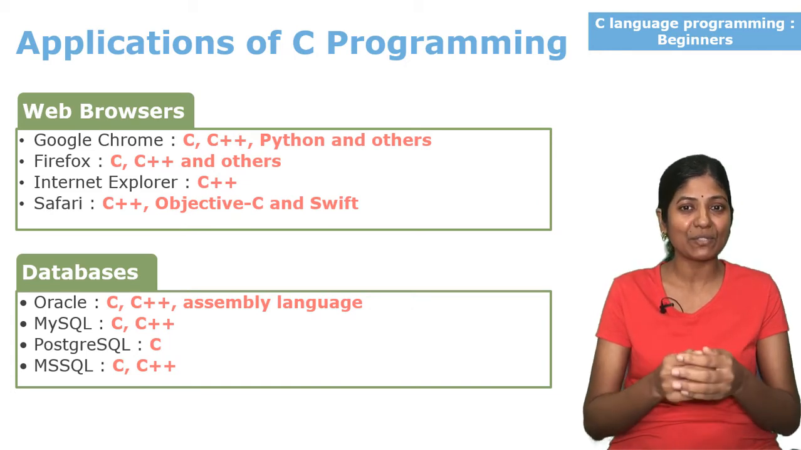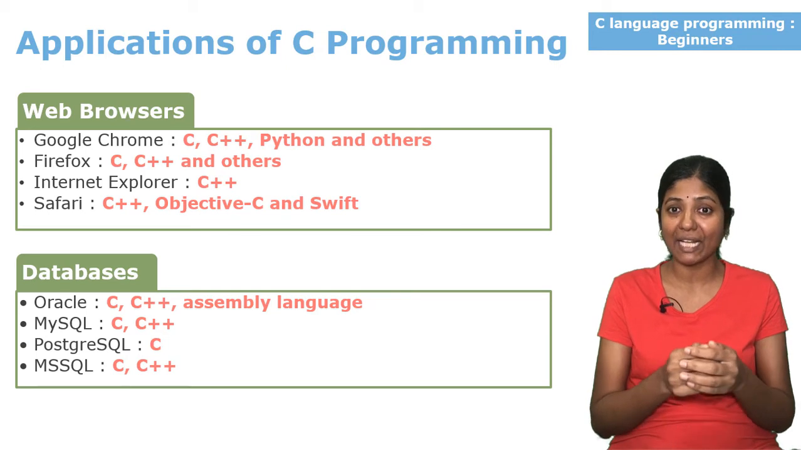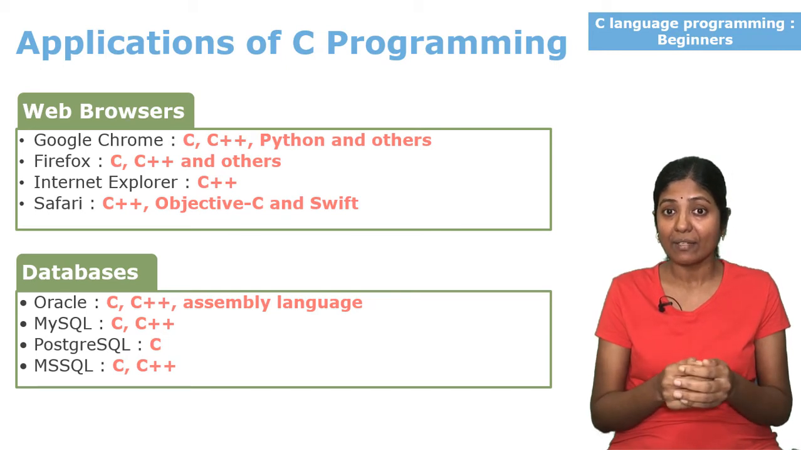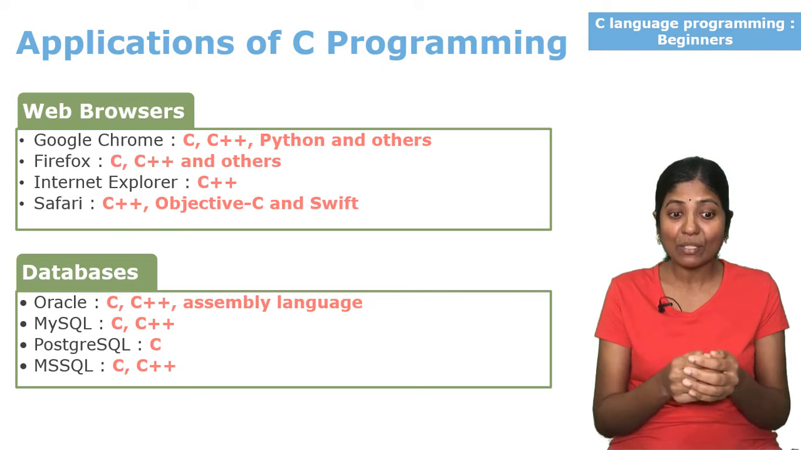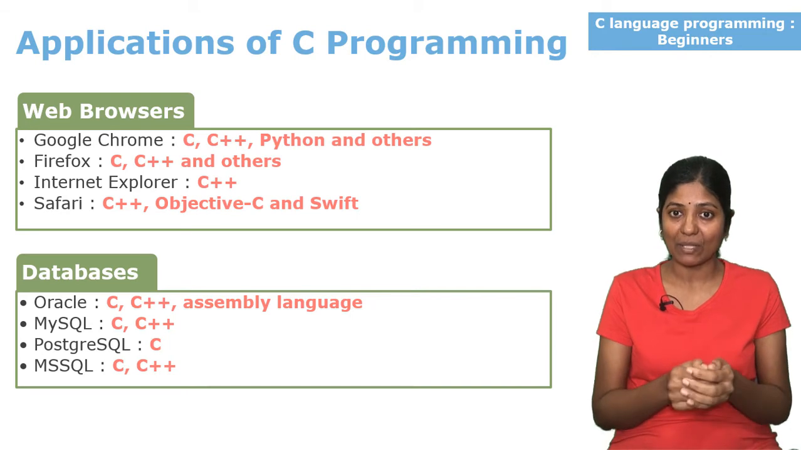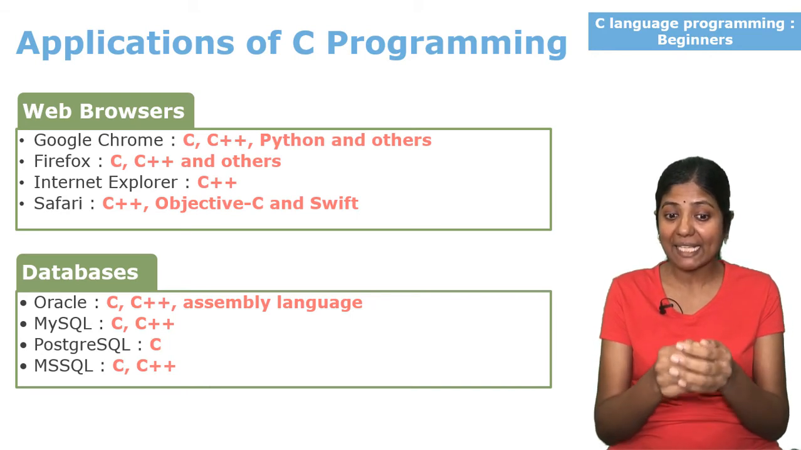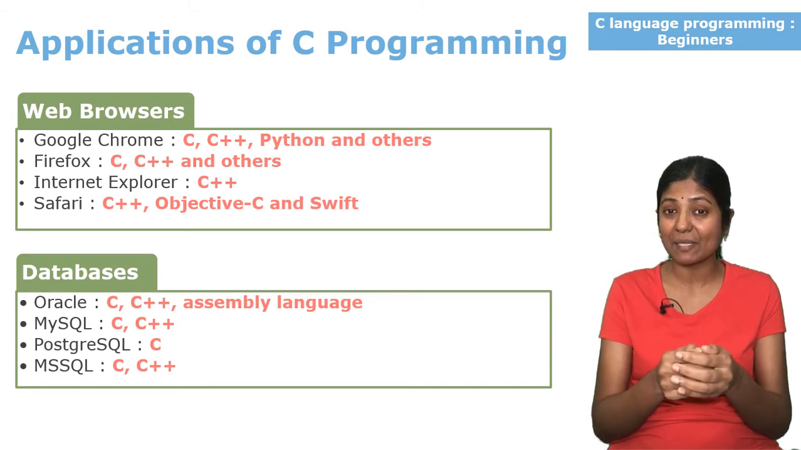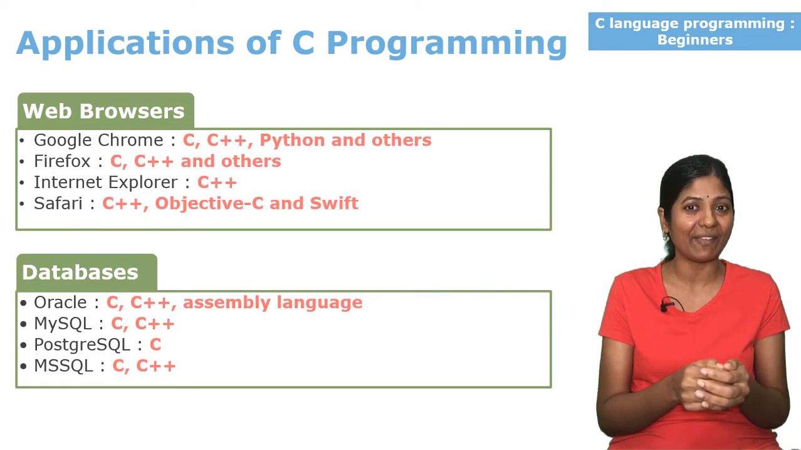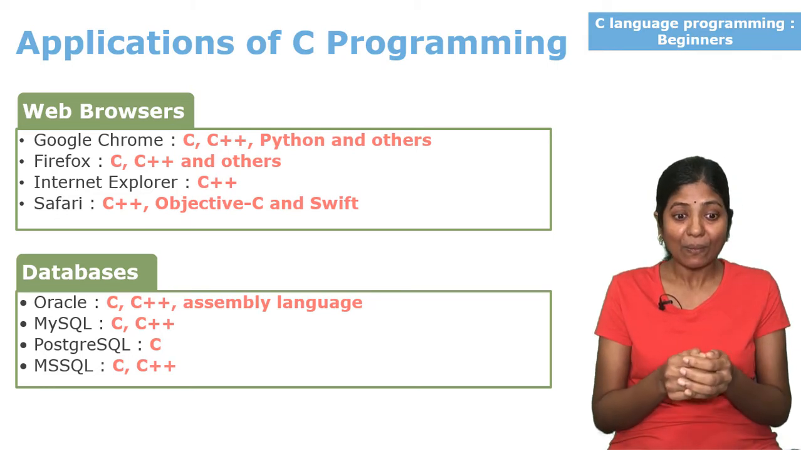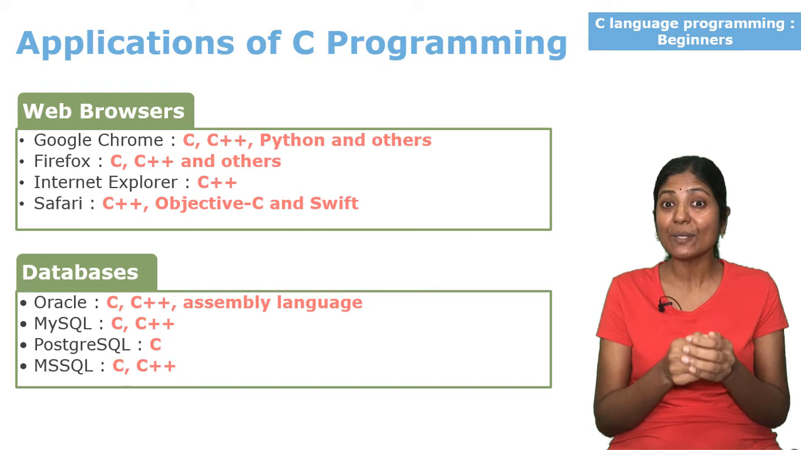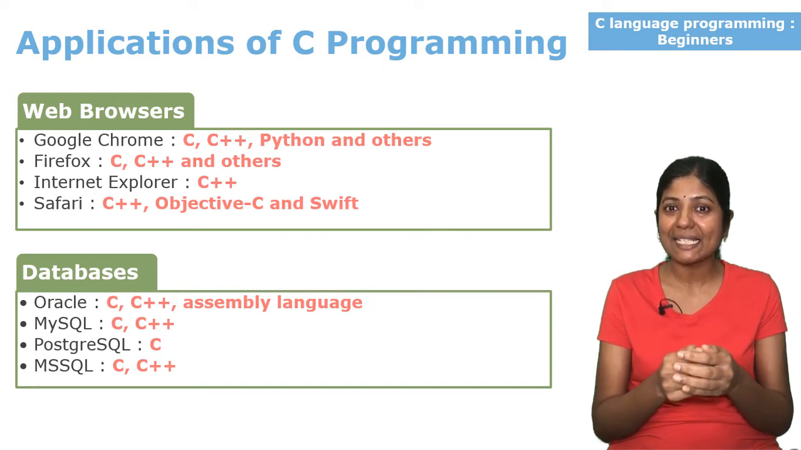Every day we use web browsers, right? To search for any information or for communication like emails. Web browsers like Google Chrome, Firefox, Safari, Internet Explorer. Of course, Internet Explorer is implemented using the C++ language, which is also a family of the C language. So, web browsers can also be implemented using C language.